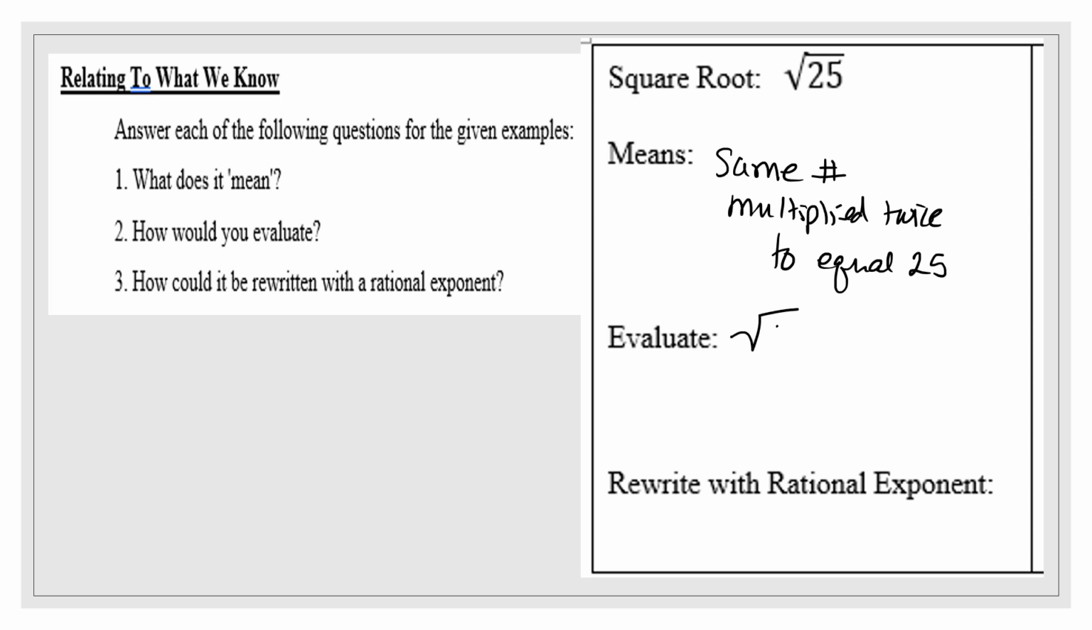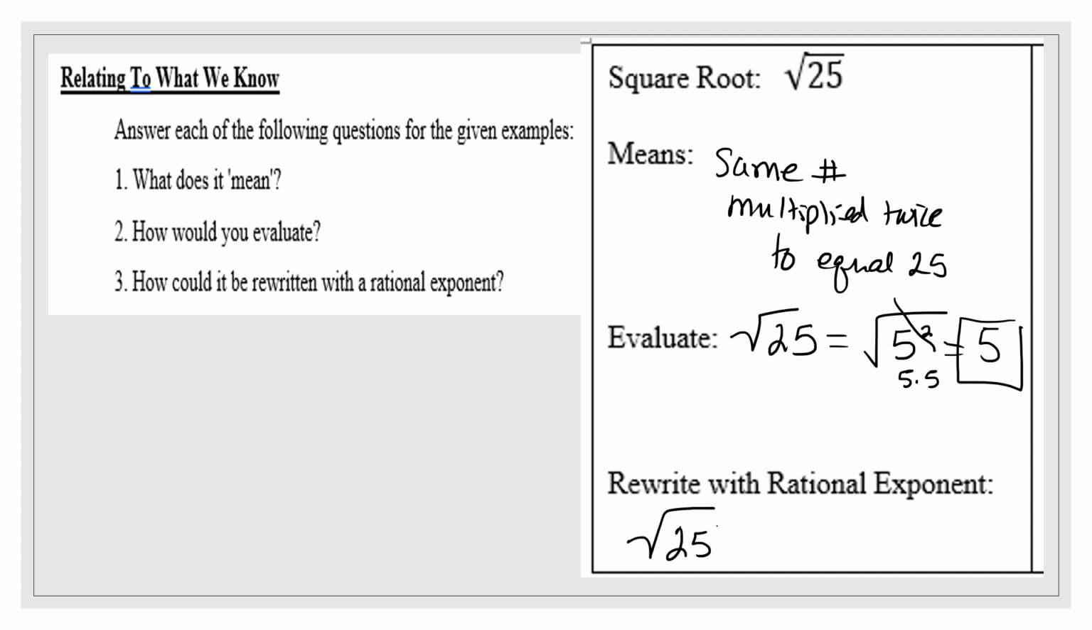The square root of 25 would be the square root of 5 squared, 5 times 5. So if I have a square root of something squared, they undo, just leaving me with 5. Again, if we want to rewrite as a rational exponent, this is 25 to the first power, and we're taking the second root, or the square root. So that would be 25 to the 1/2 as a power, which again will simplify to be 5.